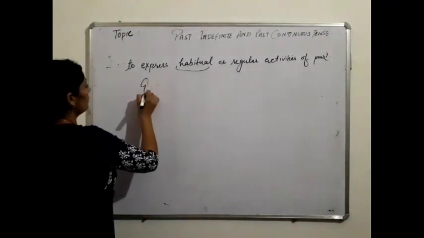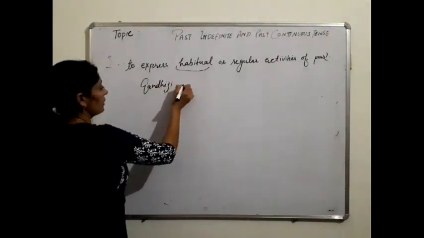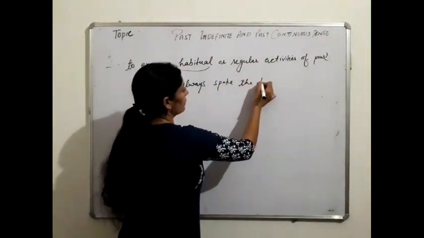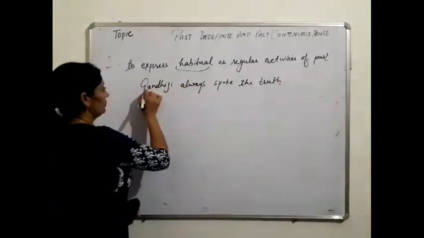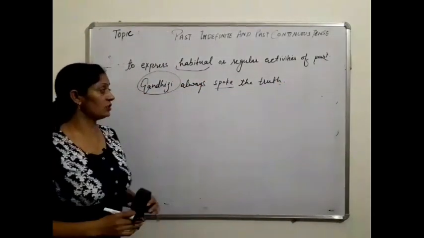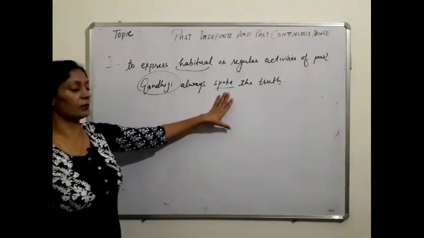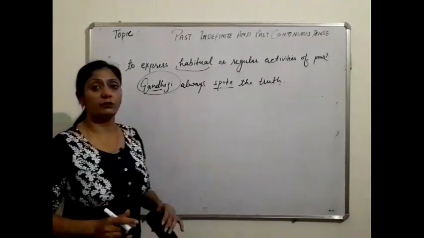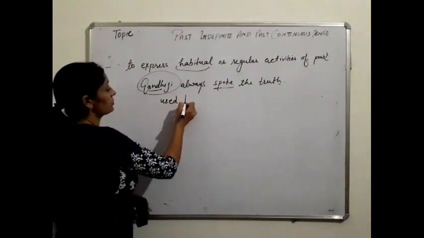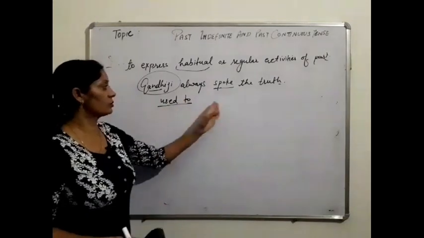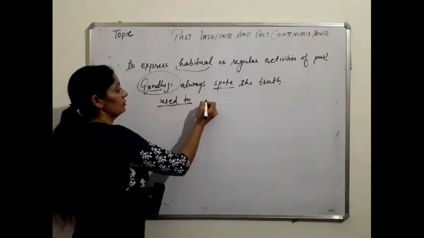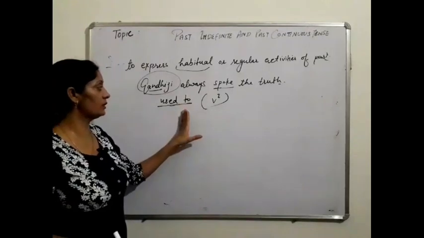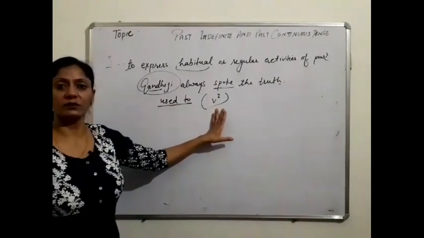For example, Gandhiji always spoke the truth. We are talking about a person who is not alive. Gandhiji always spoke the truth. The second verb is here. Okay. Also remember this, to denote a habitual activity of the past we can also use used to. He used to speak the truth. With used to we use the first verb, the second verb is not used. To is an infinitive, so with used to we use the first verb. Okay.